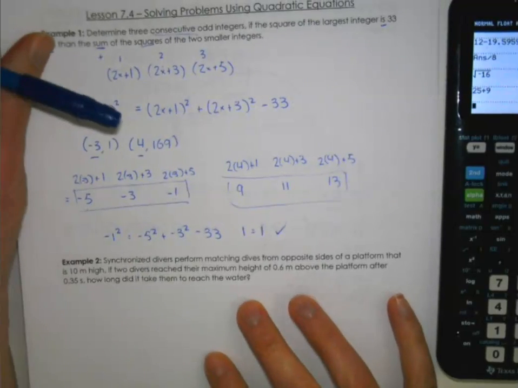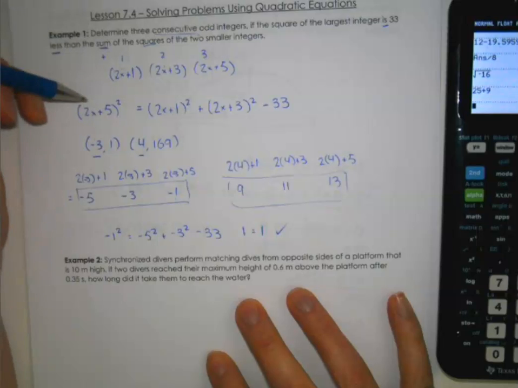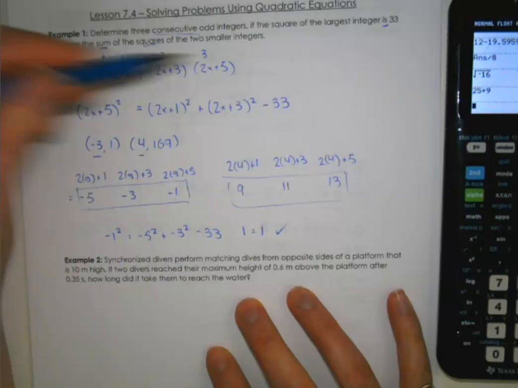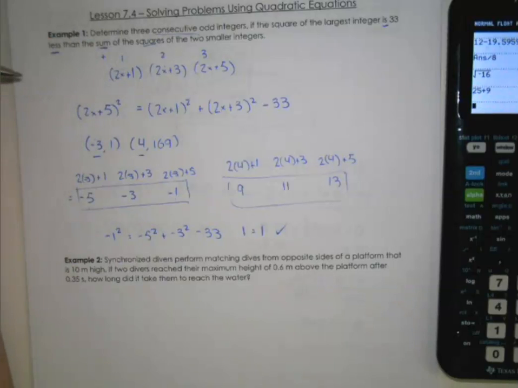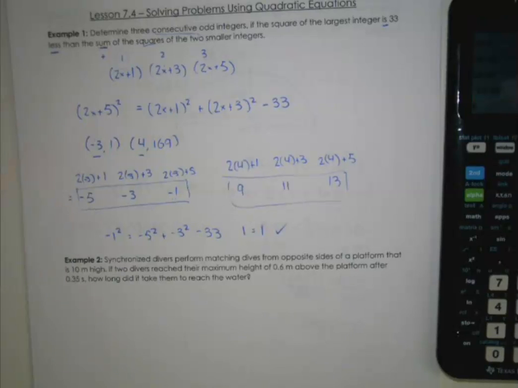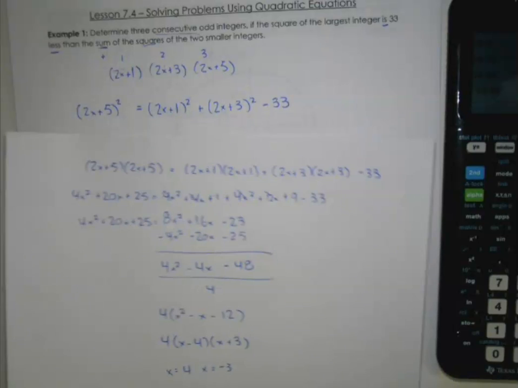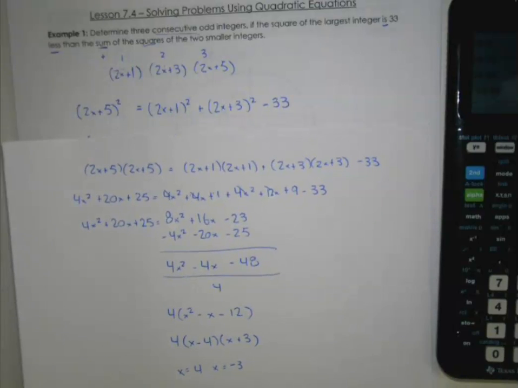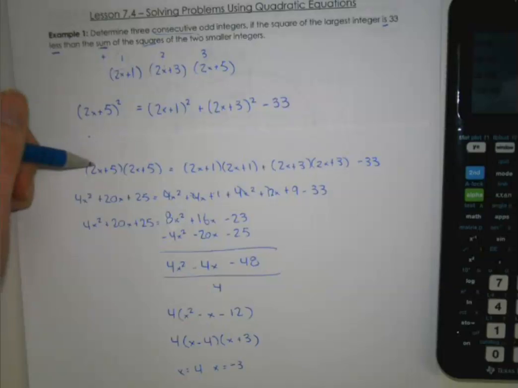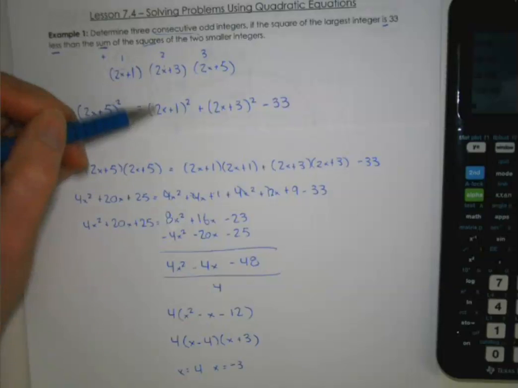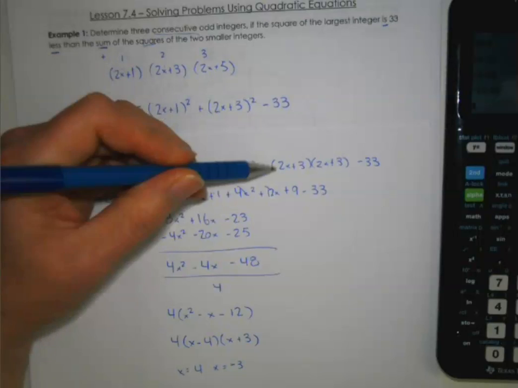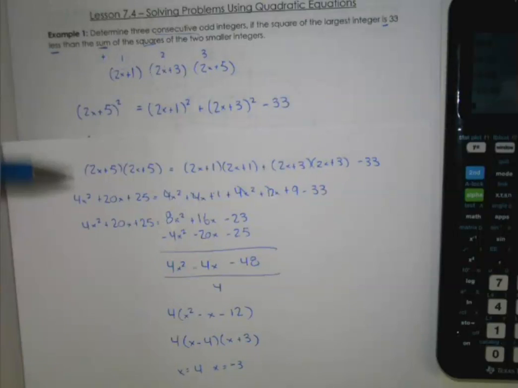Now, alternatively, I should point out, if you guys wanted to, you could also have expanded all of these sets of terms and simplified, and then you could have factored it to solve for the values. So I actually have that. I can show you that right here. So basically, I would have just taken the 2x plus 5, multiplied it out, 2x plus 1, multiplied it out, 2x plus 3, multiplied it out, minus 33.